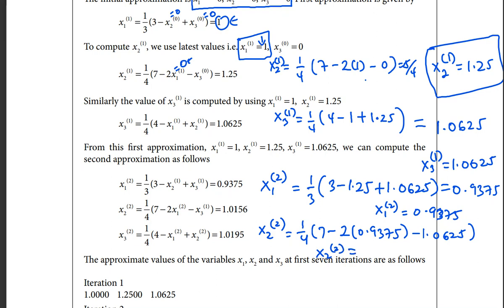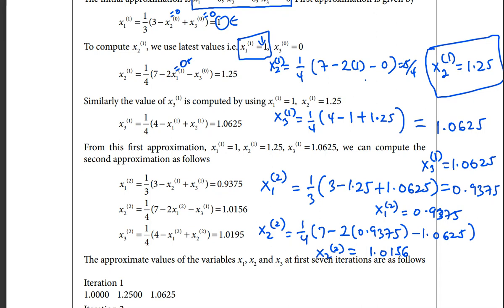Let's see what you're going to get for the second approximation of x2. You're going to have 1 over 4 multiplying 7 minus 2 multiplying 0.9375 minus 1.0625. This also gave me a value of 1.015625. This is a little long, so I just try to shorten it here to 1.0156. So this will be the second approximation for x2.